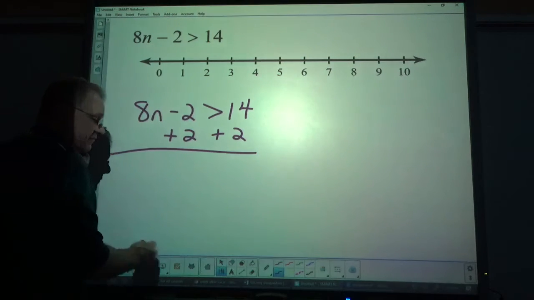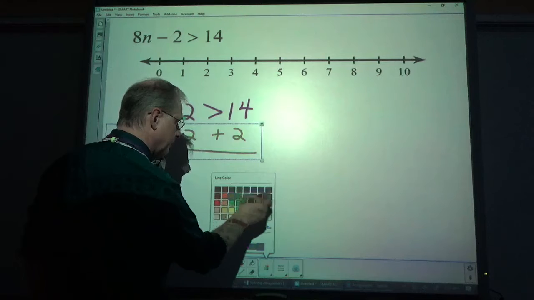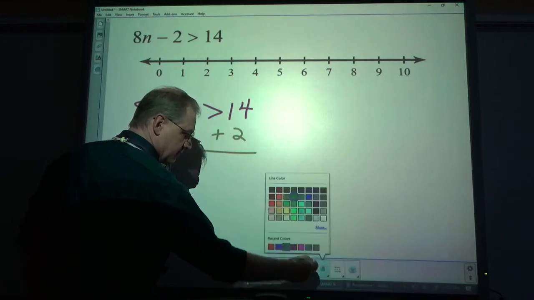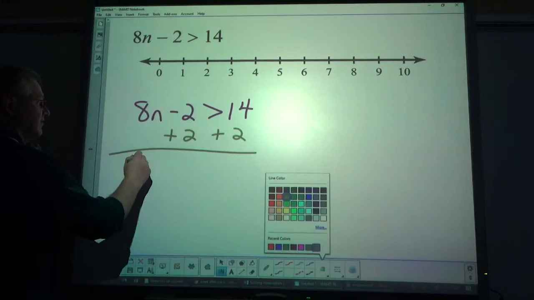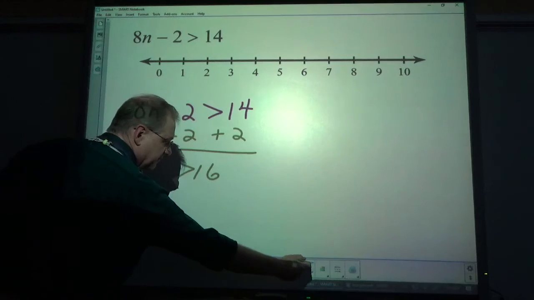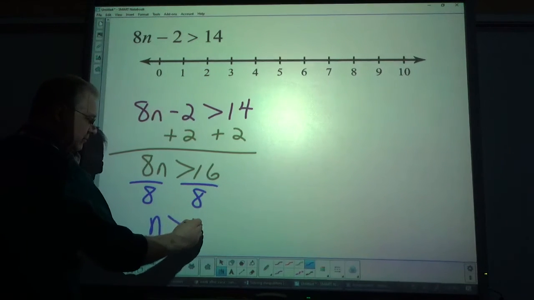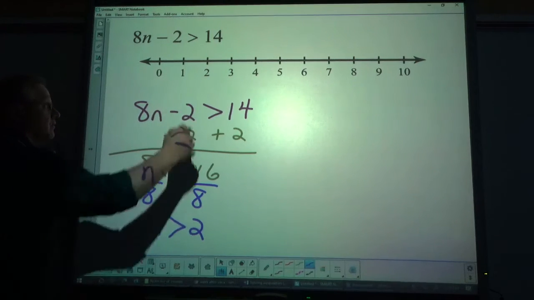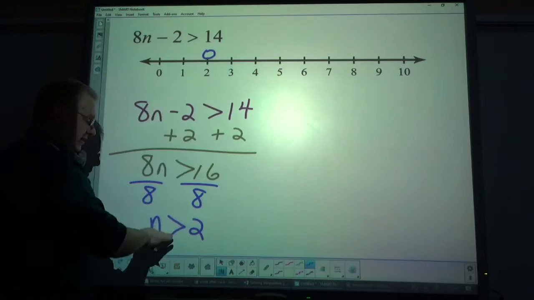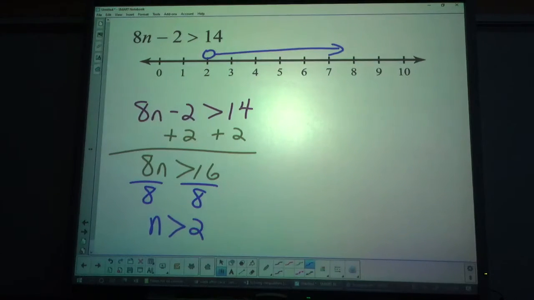I meant to do that in a different color. Let's do that in a different color. Okay. So that gives us 8n is greater than 16. I'm going to divide both sides by 8. N is greater than 2. So open circle over 2, arrow to the right. There you have graphing the inequality and solving the inequality.